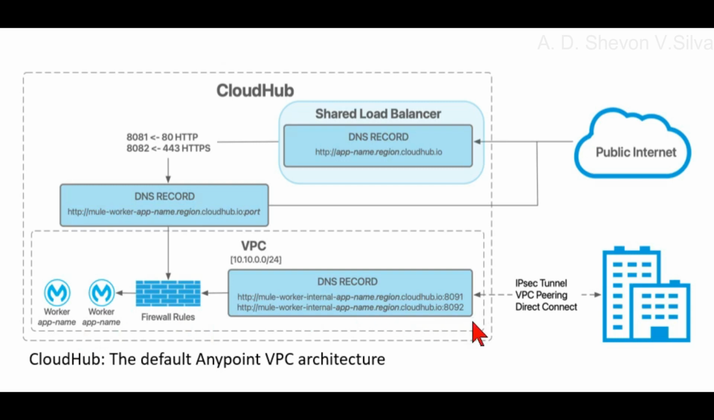Anypoint VPC configuration exposes the DNS record mule-worker-internal, then app name, .cloudhub.io. This DNS record, which includes the IP addresses of all your workers, cannot be accessed from outside your Anypoint VPC.